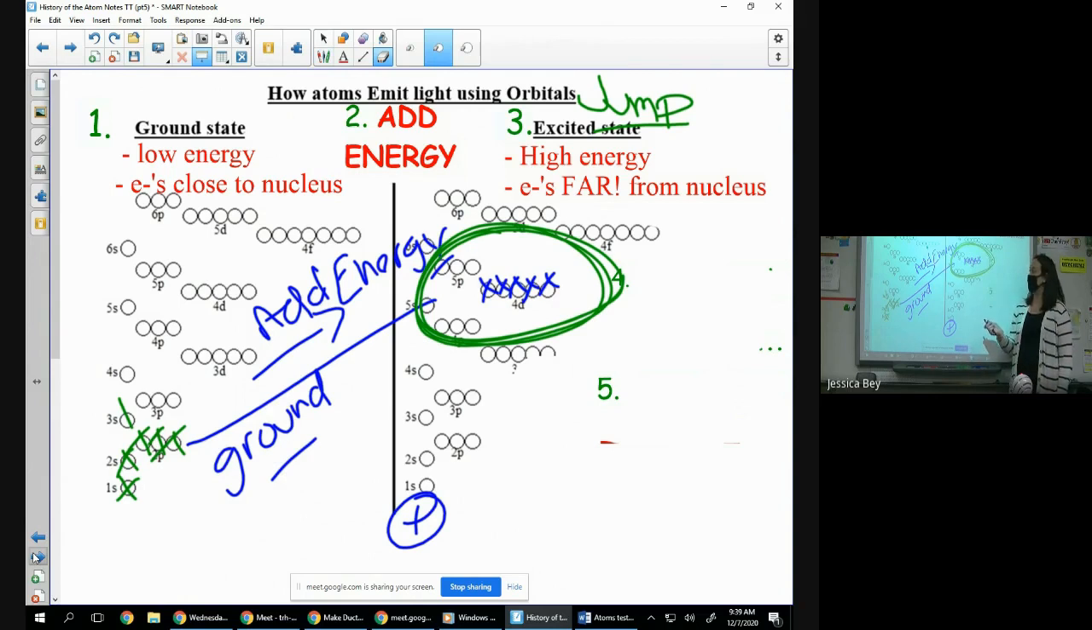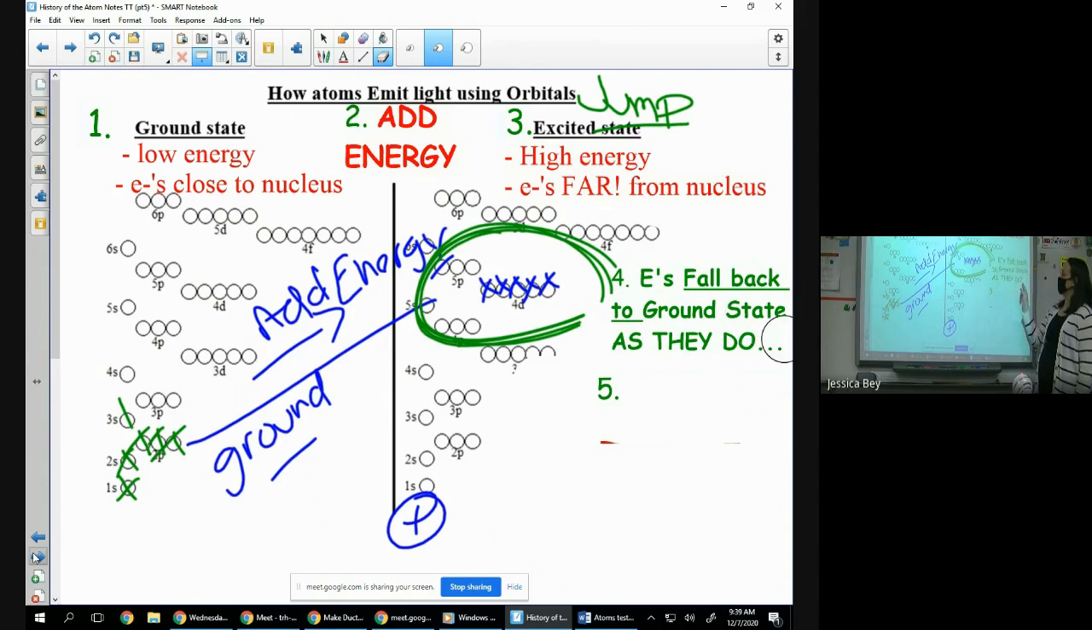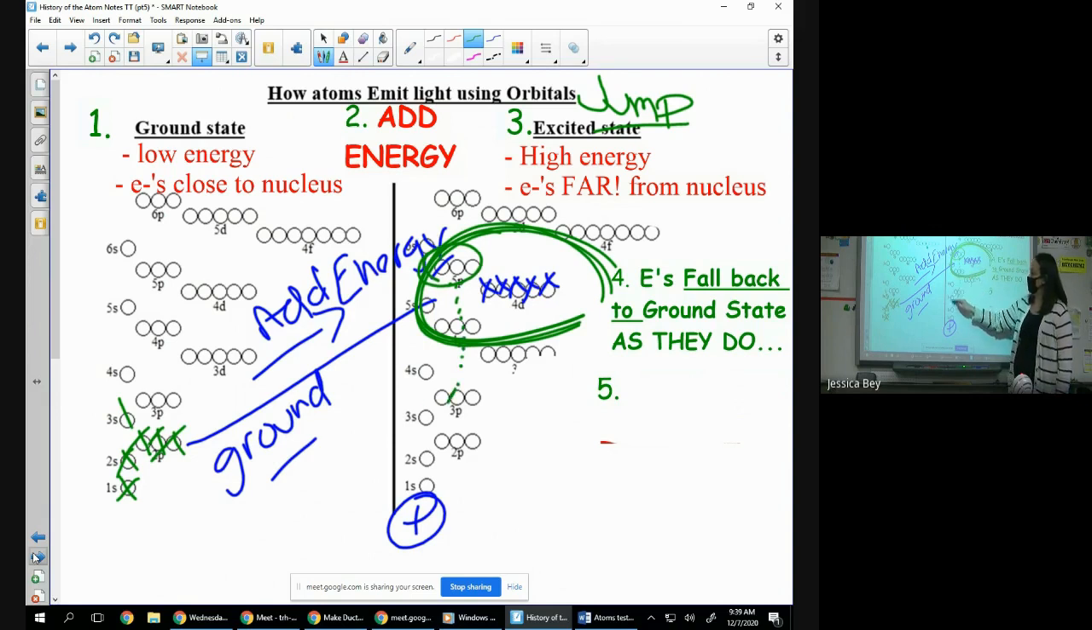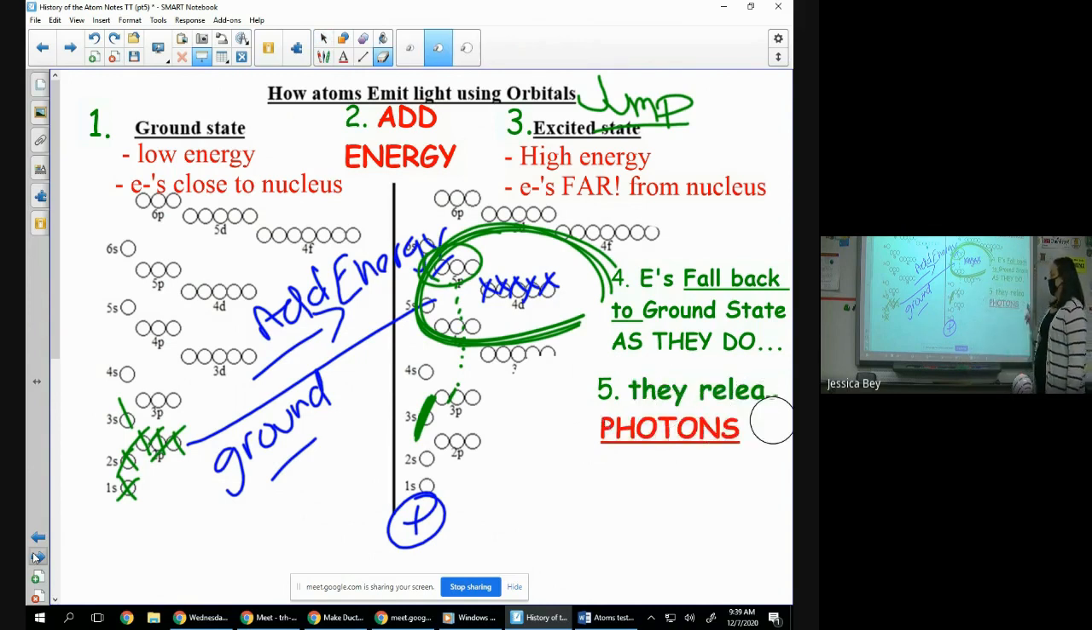They can't stay there forever. So step 4 is that the electrons will fall back down to ground state. So for instance, we'll take this guy right here. He's going to fall back down. And as he falls back down, that's when he's going to release a photon of light. And light is what you see as the color. Okay?